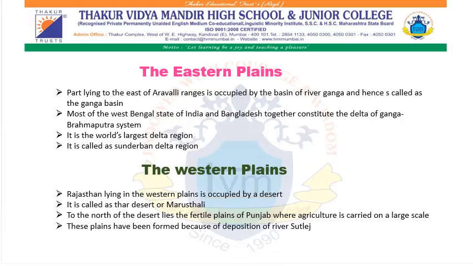The western plains. Rajasthan, lying in the western plain, is occupied by the desert. It is called the Thar desert or Marustali. To the north of the desert lie the fertile plains of Punjab, where agriculture is carried on a large scale because the land is fertile as well as because irrigation facilities are provided on a large scale. These plains have been formed because of the deposition of river Satluj.